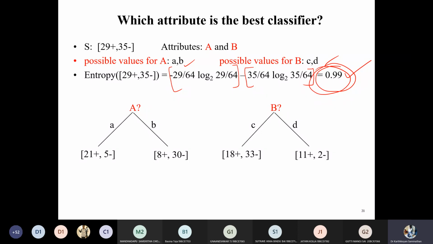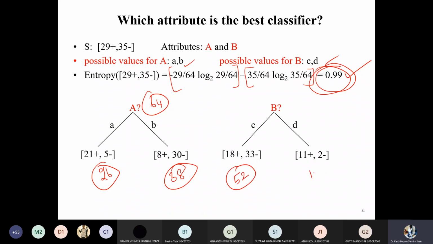Similarly, you should calculate for all the other values: 21 plus and 5 minus, 8 plus and 30 minus. Now A is classified into small a and small b. Here you have 21 plus, 5 minus, making 26, and here 38. So 26 and 38 make 64, your overall instances. Here also the same: 18 plus, 8 minus, 30, 40, 48, 52. I think both are the same problem, so this is your 64.